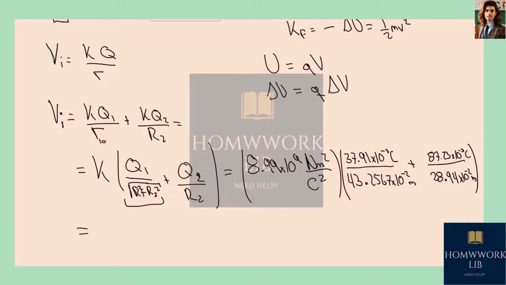So my initial potential is equal to 3.4976 times 10 to the 9, and the units are going to be Newton meter per coulomb, which is the same as joule per coulomb, which is the same as volt.